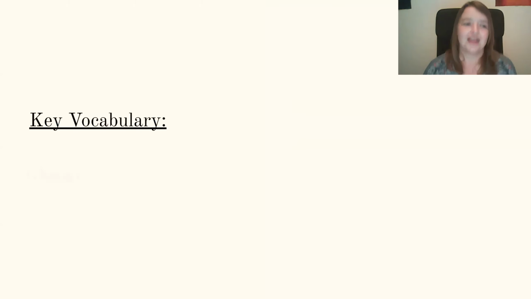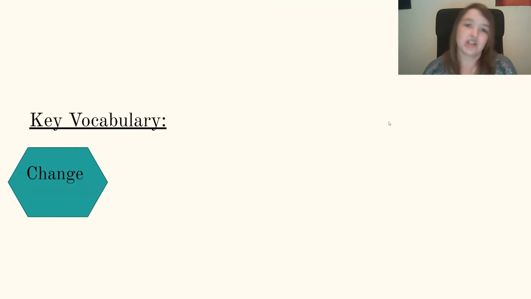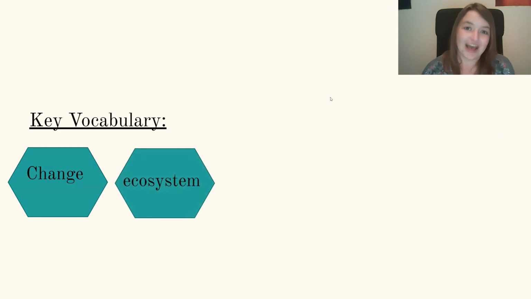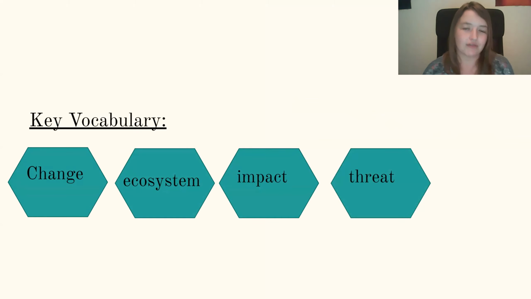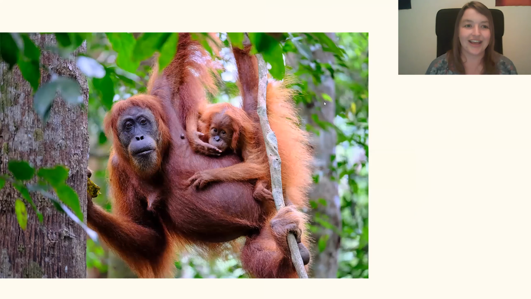Great. So we are still thinking about change in this session and our ecosystem, particularly the ecosystem or system of one animal, the impact that we have on the ecosystem this animal lives in, and the threat that we have to ecosystems and animals in the rainforest. Are you ready? Here is our majestic animal.